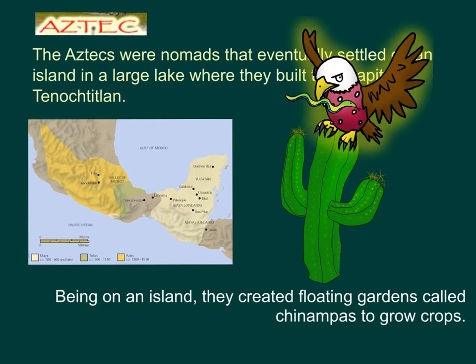And they built their large capital on this island called Tenochtitlan, and because it was on an island, in order to grow crops, they had to create floating gardens called chinampas. They weren't really floating, but they looked like they were floating. They're basically built up land from under the lake that stuck up in the water, or they used baskets and put dirt in them to plant things as well.